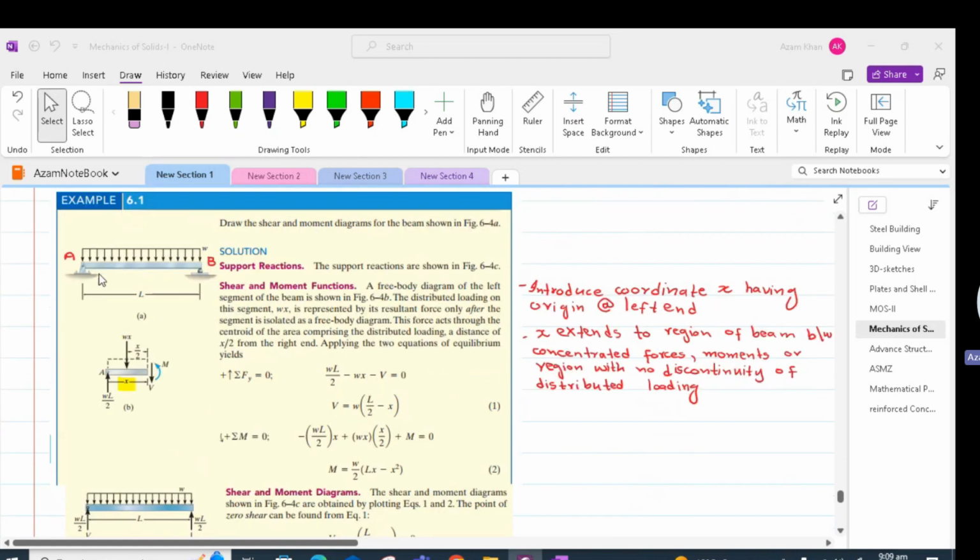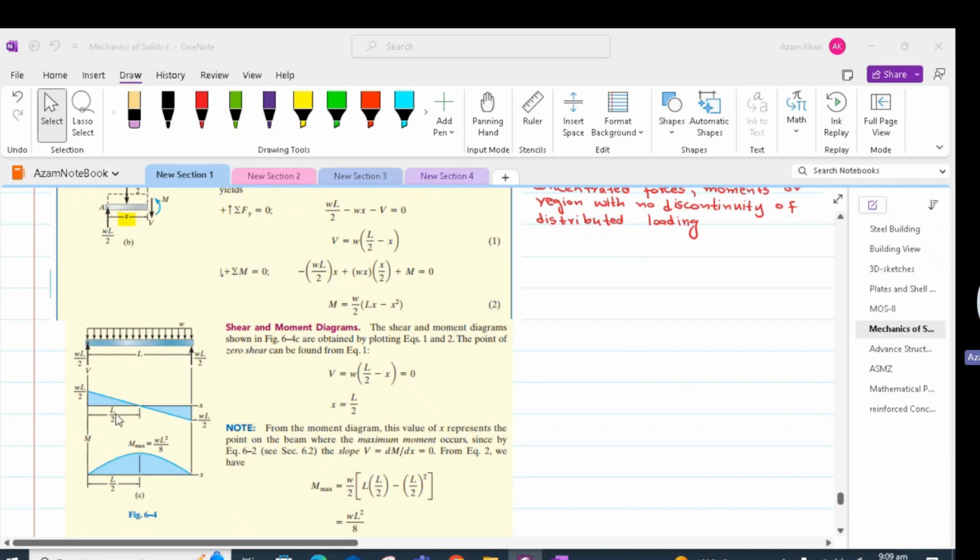After that, we start moving towards the mid span. So the variation should be varying linearly. At x equal to L by 2, our shear is equal to 0. After that, our shear becomes negative until it reaches the right support. At the right support, our shear is minus WL by 2. So we can plug x equal to L in equation 1, and we get shear as minus WL by 2.